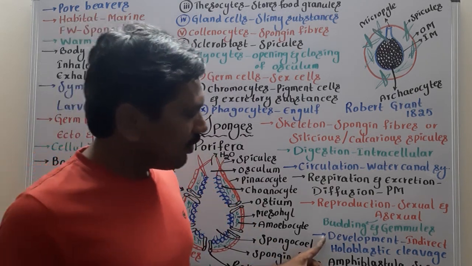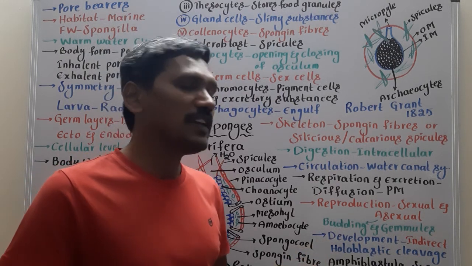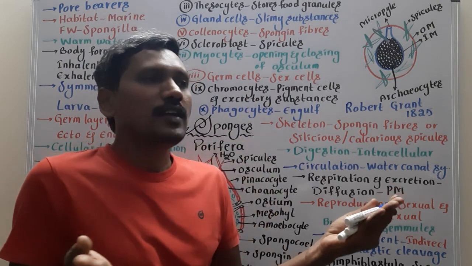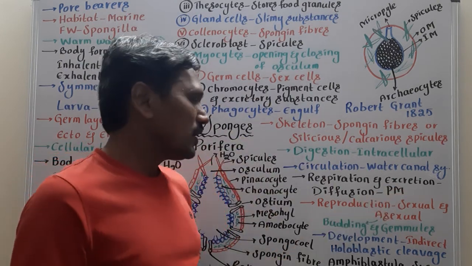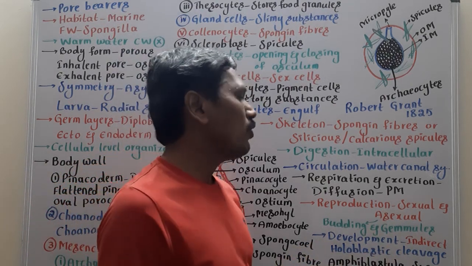And here in development, holoblastic cleavage takes place in the zygote, meaning the whole zygote is divided into equal parts. That type of division is called holoblastic cleavage.